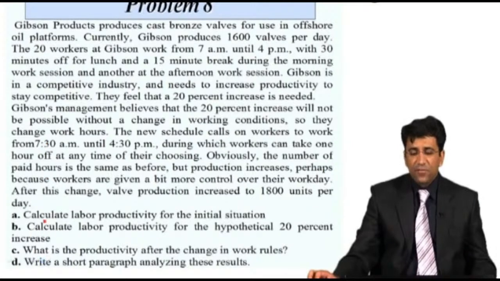You can see that the working hours are 7 a.m. till 4 p.m. So there are 9 hours between 7 a.m. and 4 p.m. But out of those 9 hours, they are taking a break of almost 1 hour. So we will subtract this 1 hour break, and the total working hours in this particular case will be 8 hours. Now this is very important. The total working hours will be 8 hours, and there are 20 workers.